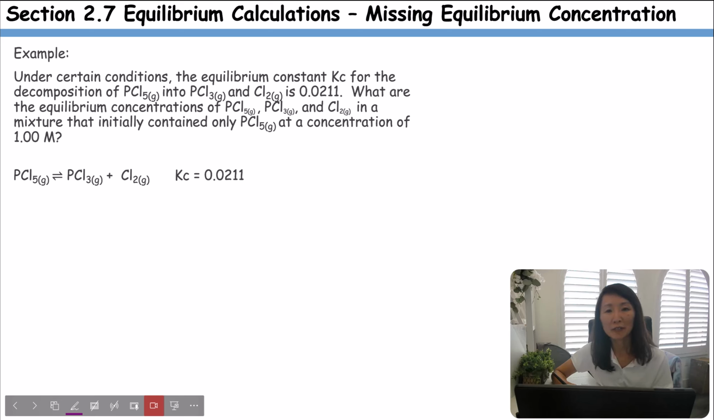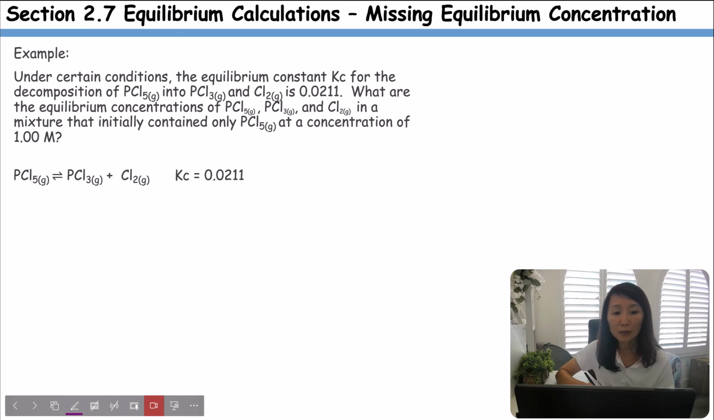In this particular video, we'll be looking at missing equilibrium concentration, just like part 2. But here we are going to be giving you the initial concentration rather than the equilibrium concentration. In part 2 of the video, we gave you the equilibrium concentration of the reactant and the products, or maybe just one of them, and then we gave you the Kc value. Over here, the equilibrium concentration is what we're going to try to look for by giving the initial concentration.